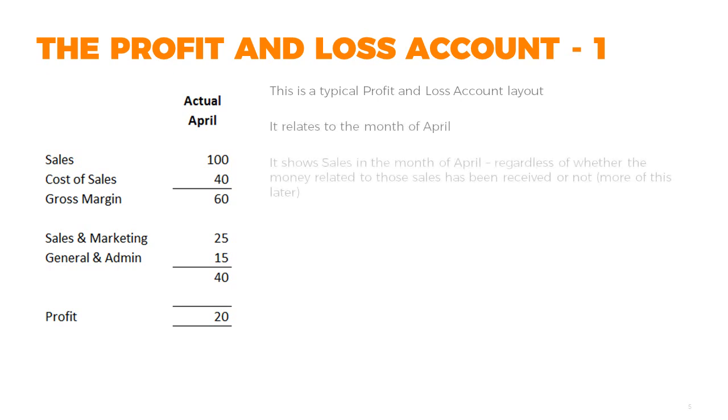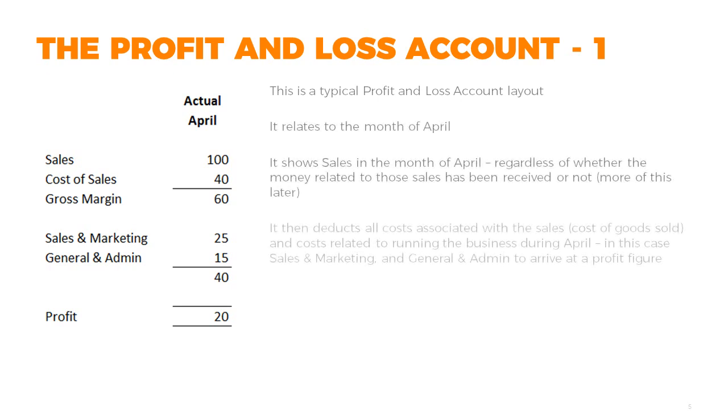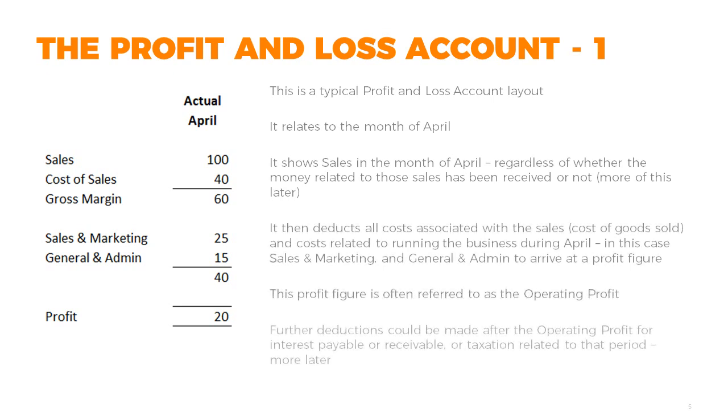This is a typical profit and loss account layout. It relates to the month of April. It shows sales in the month of April, regardless of whether the money related to those sales has been received or not. More on this later. It then deducts all costs associated with the sales, cost of goods sold, and costs related to running the business during April. In this case, sales and marketing and general and admin, to arrive at a profit figure.